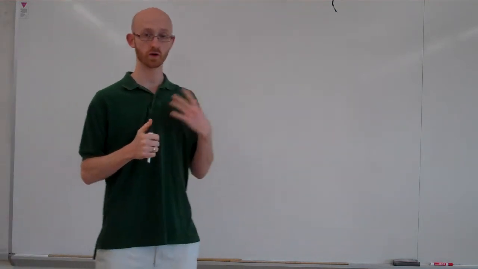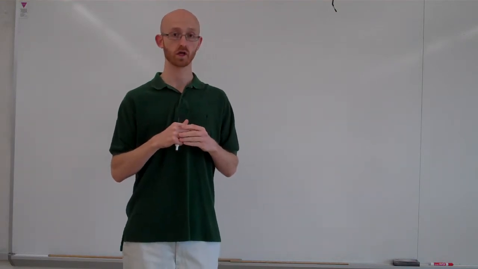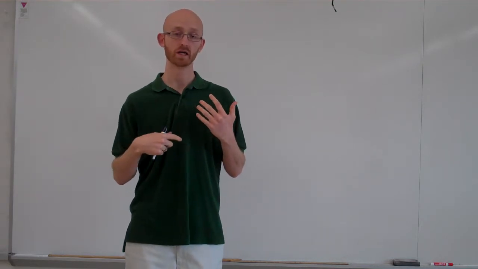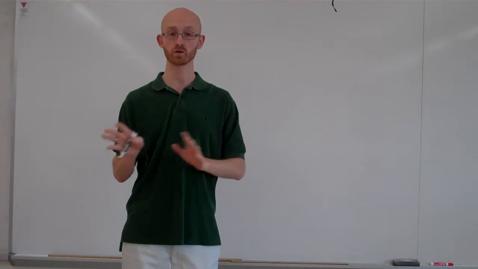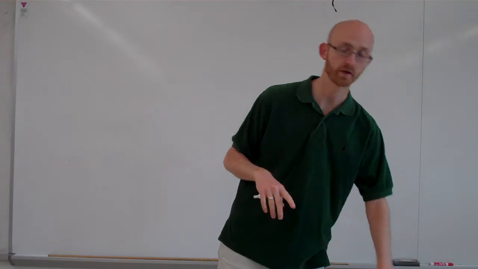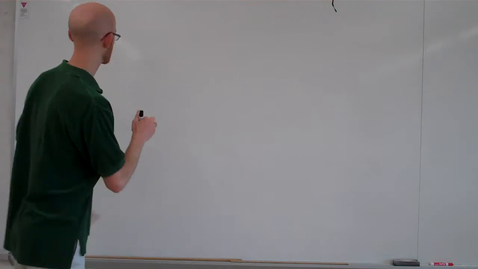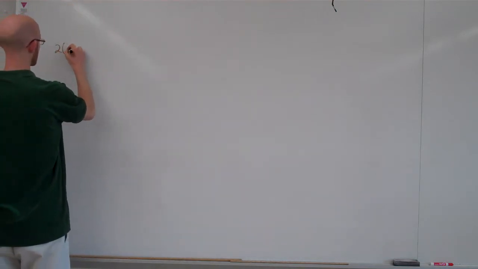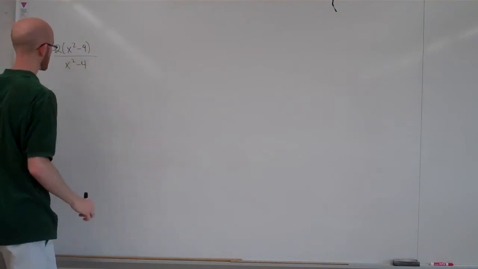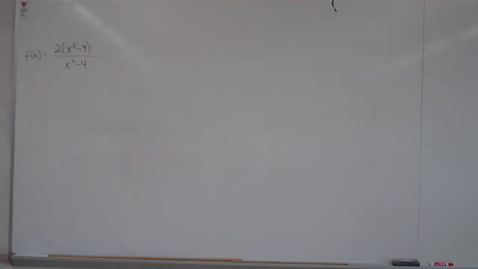You saw the PDF posted next to the video. I'm choosing to do a rational function because a rational function will incorporate a flavor of every single thing that we have studied, and if you can do that one, then many of the other ones, such as polynomial functions, are actually a lot more simple. So let's do this rational function. It is 2x squared minus 9 over x squared minus 4. So there's our function.